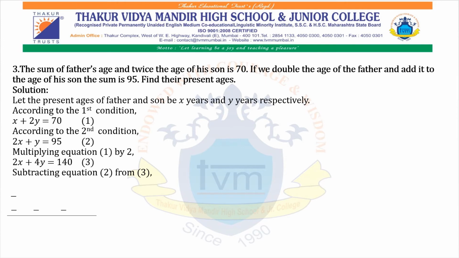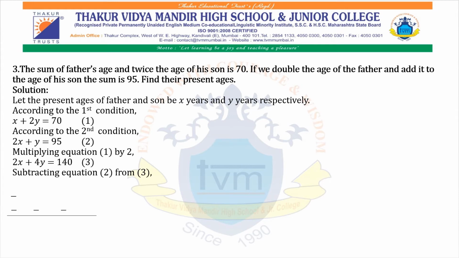Question 3. The sum of father's age and twice the age of his son is 70. If we double the age of the father and add it to the age of the son, the sum is 95. Find their present ages. Let's see the solution. Let the present ages of father and son be x years and y years respectively. According to the first condition, x plus 2y is equal to 70. This is equation 1. According to the second condition, 2x plus y is equal to 95.